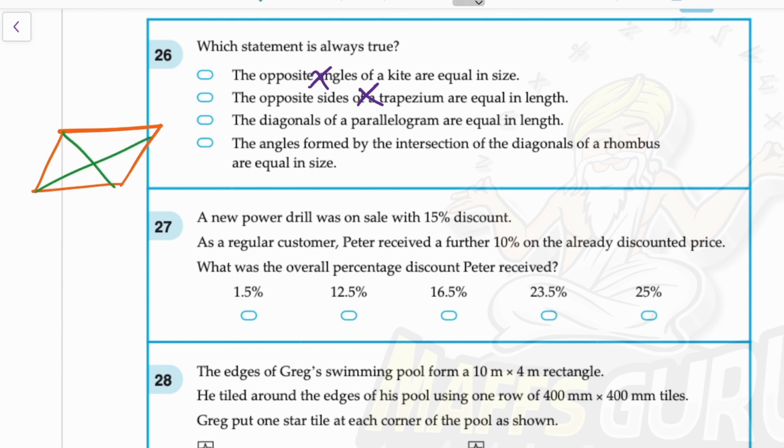Very good question. The angles formed by the intersection of the diagonals of a rhombus are equal in size. So there is a rhombus, and there are the diagonals. I'm fairly sure that they are all 90 degrees for a rhombus. I think that's a perpendicular bisector. I don't think for a parallelogram the diagonals are equal in length, but I could very well be wrong there. So I'm going to go for that one, and check again in a moment.